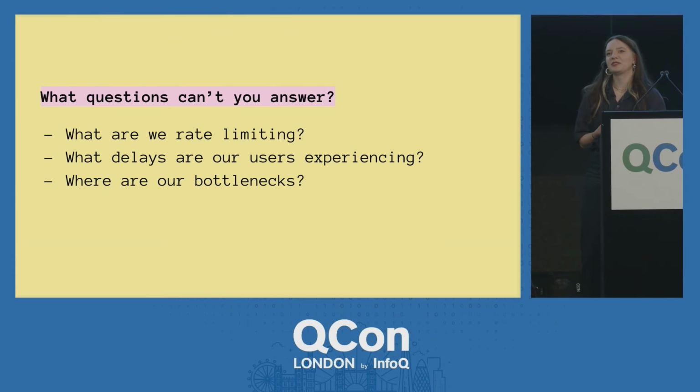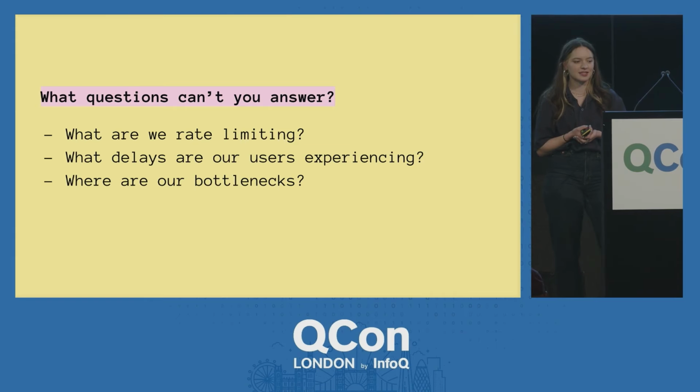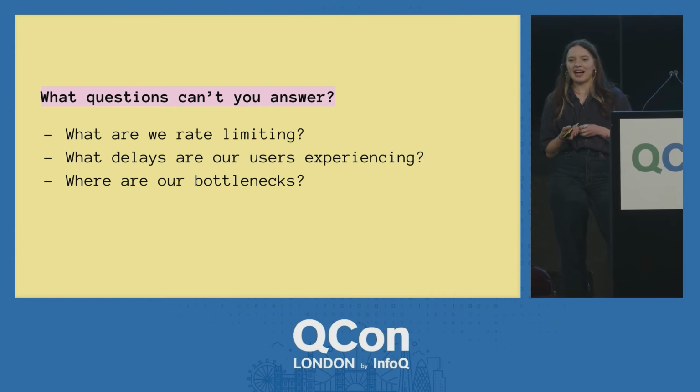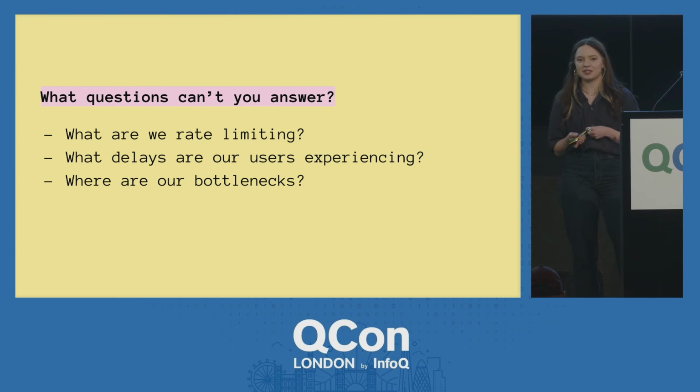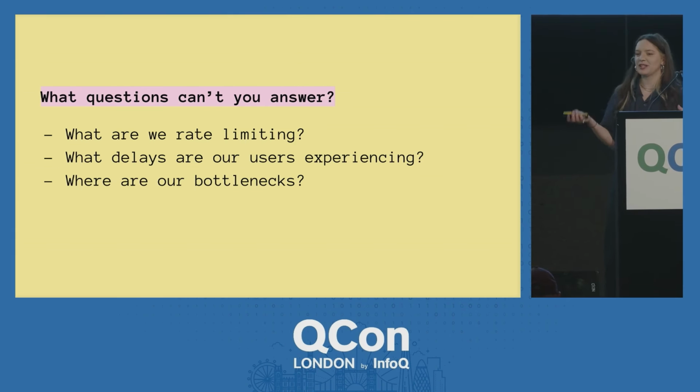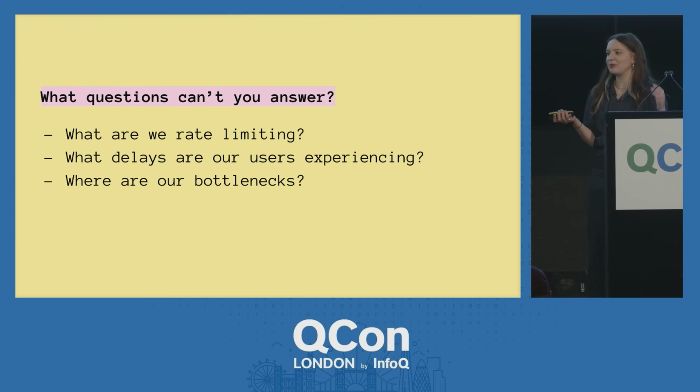Think about yourself in an incident. What questions would help you really quickly triage the impact and know how bad something is? For us, that looked like not knowing where we were rate limiting and blocking requests, not knowing how delayed things actually look to our users, and being unsure of where our bottlenecks were. So if something was slow, we weren't sure which part of the system was slowing it down.